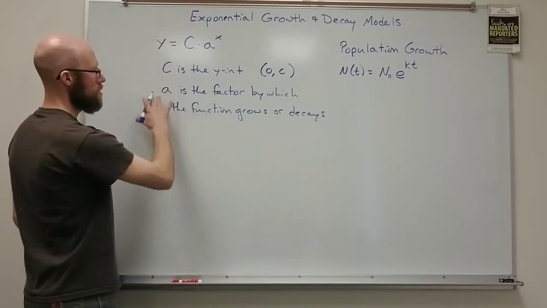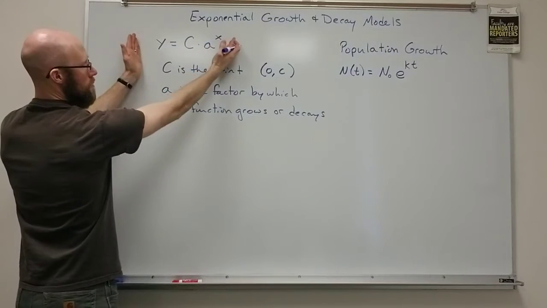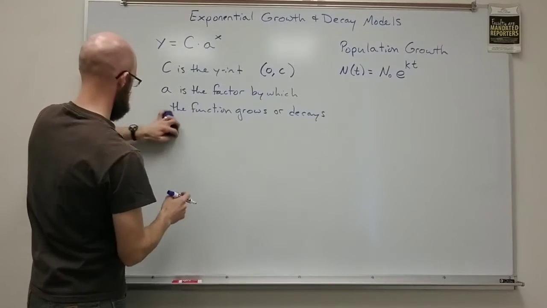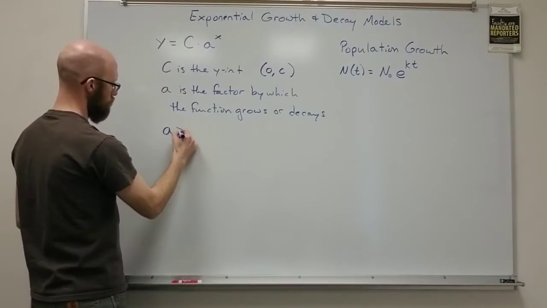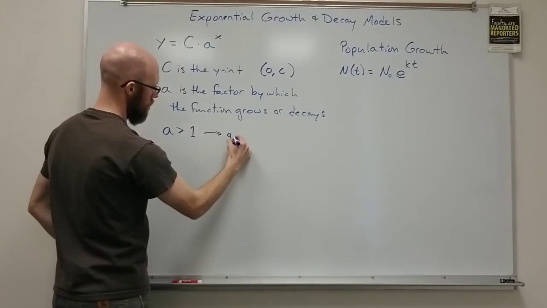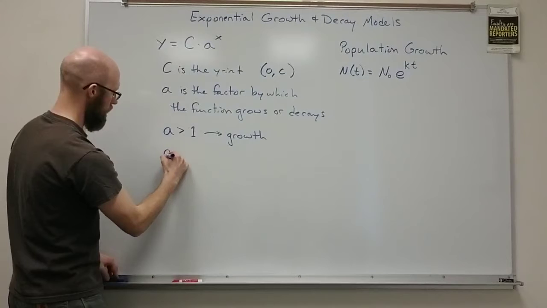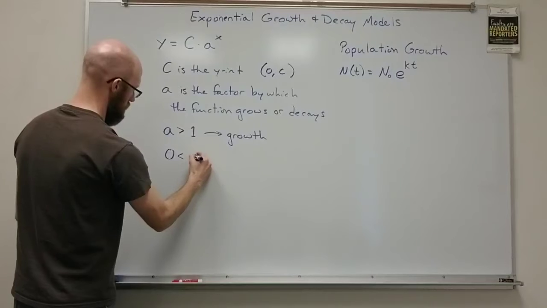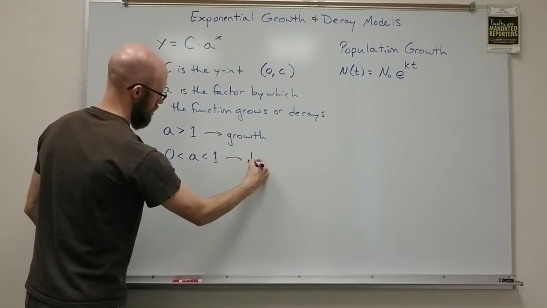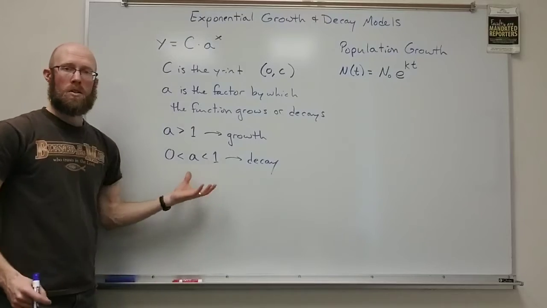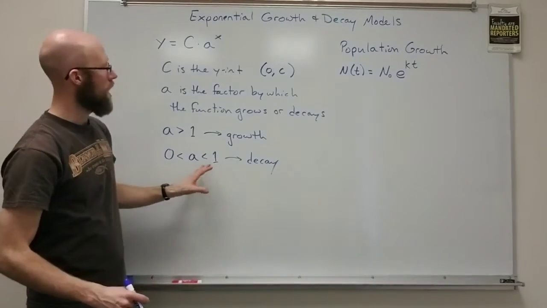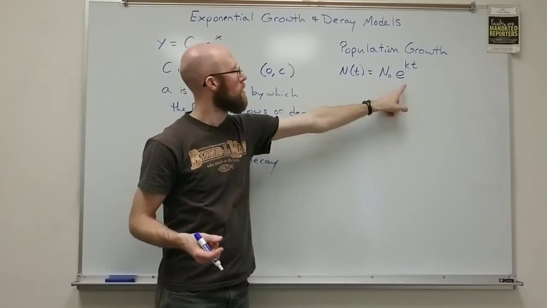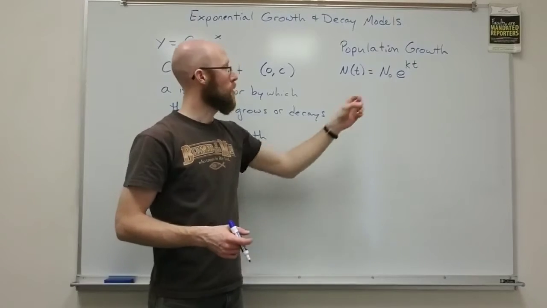And remember, using this formula, if a was greater than 1, you had growth. And if a was between 0 and 1, you had decay. All right, so those two things occurred. But now we're using a base of e. Now e itself is greater than 1, hence the growth. However, the k value can actually change that.